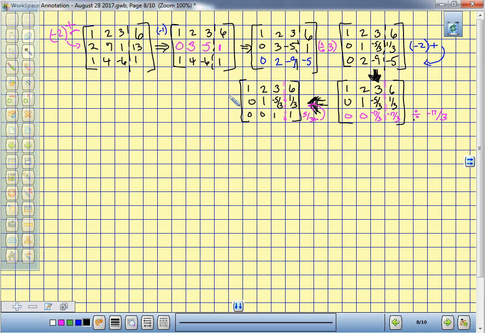Okay, so now we got 1, 0, 2, negative 9, negative 5. So now what can we do? Now I want to make this the 0. So how do I turn this into the 0? What if I take this row and multiply by negative 2, and we add it to this? Would that work?